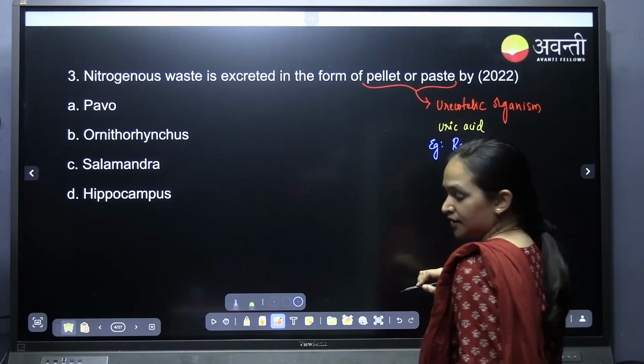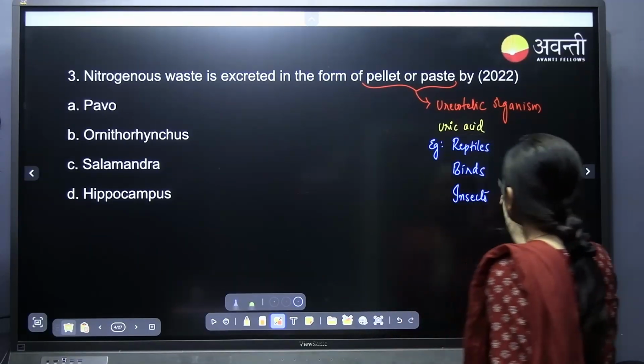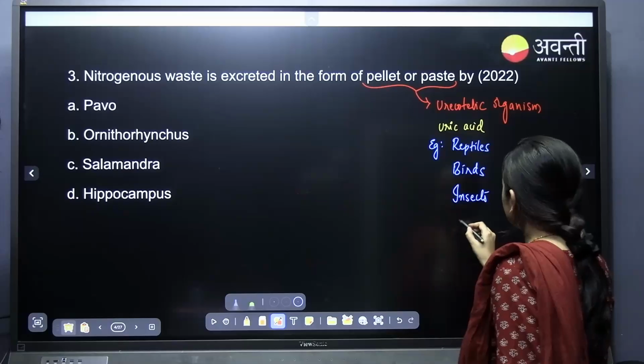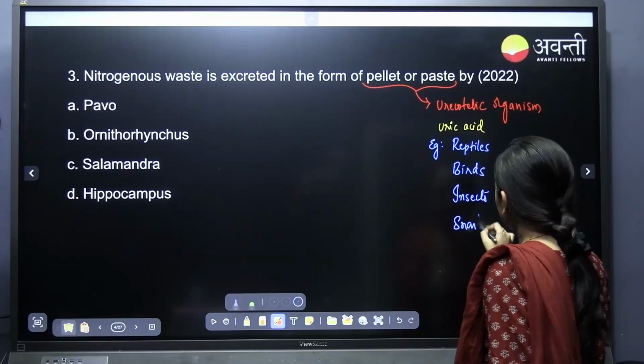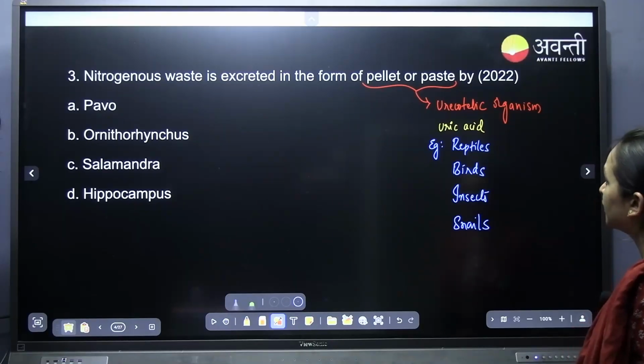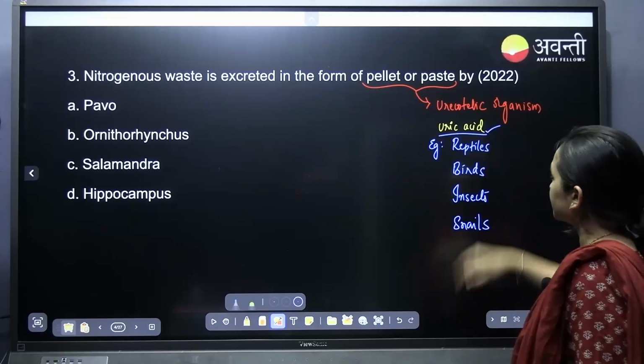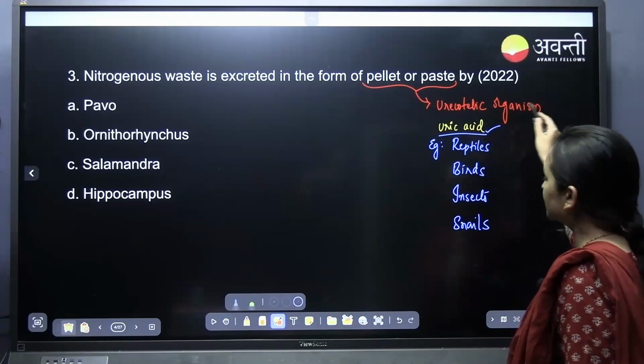Frogs come in. Amphibian, what type are they? Then snails. So these are the types that excrete their nitrogen waste in the form of uric acid. Those are called uricotelic organisms.